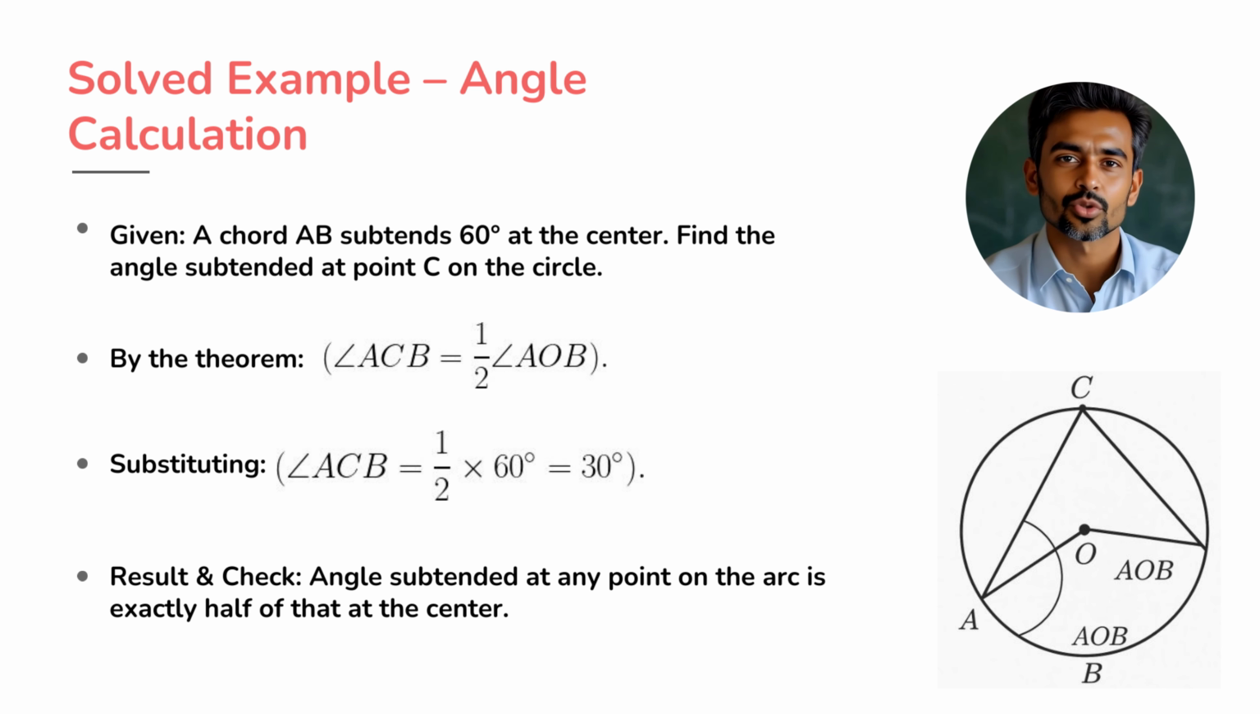Let's apply this rule to a simple example. Suppose a chord AB subtends an angle of 60 degrees at the center of the circle. We need to find the angle it subtends at a point C on the circle. By the theorem we just learned, angle ACB equals half of angle AOB, substitute the values. Angle ACB equals 1/2 multiplied by 60 degrees. That gives us angle ACB equals 30 degrees. So the angle subtended at any point on the circumference is exactly half the angle at the center.